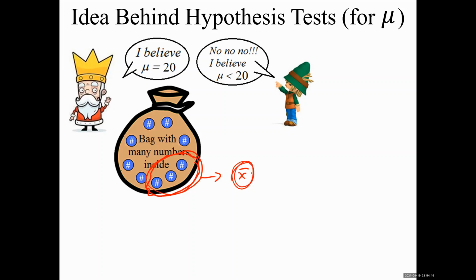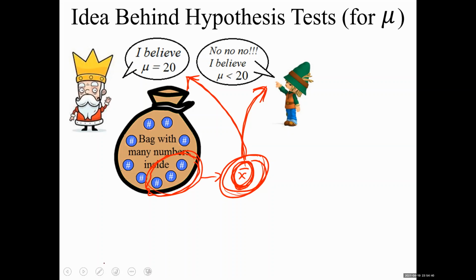So in order to decide who to believe, we're going to take a sample and calculate XBar. And we're going to look at this answer. And based on this answer, we're going to decide, does that answer make us believe the king, or does it point to the peasant? Think of this as us gathering evidence. Okay, so we're gathering evidence, and based off the evidence, we decide, does the evidence point to the king being right, or does the evidence point to the peasant being right? Okay, so that's how we decide who to believe.